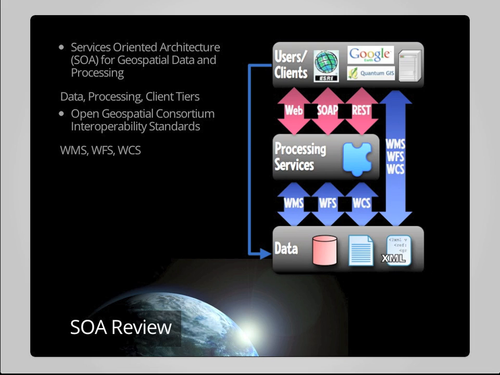Additional processing tiers sit in the center of the architecture, where derived products may be generated. And finally, there is the user and client tier, where applications make use of the published services to access and modify the data and information published from the data tier.